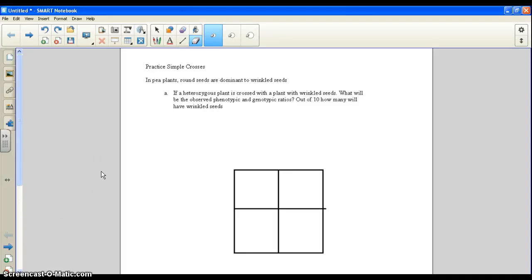Alright guys, so today, because of the snow, because we have lots of snow in the land of Connecticut, we're going to go through some basic crosses. And I'm going to show you guys on the smart board software how to do basic crosses.